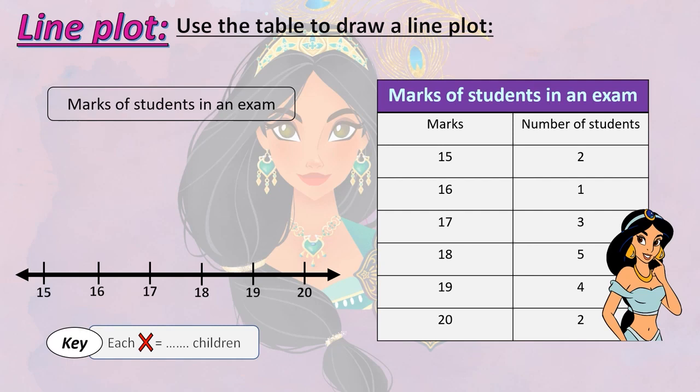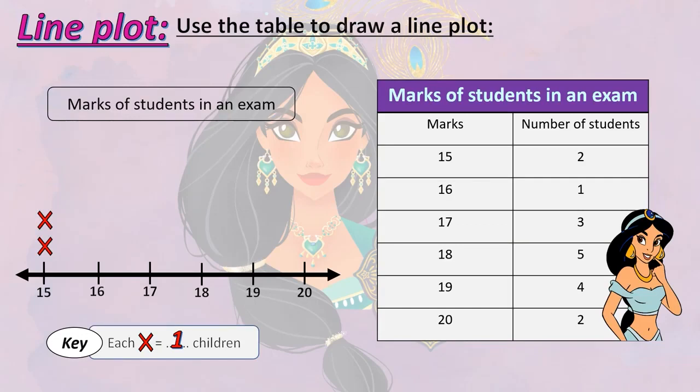To make our line plot, we have to start with the smallest mark, which is 15, and go on to the biggest mark, which is 20. So I have here in my line plot 15, 16, 17, 18, 19, 20. Now we will start. How many students have 15 marks? Okay, yes, I have 2 students. So my key is each X represents one child. Each X represents one student. So we put 2 X's above 15. It means 2 students took 15 marks.